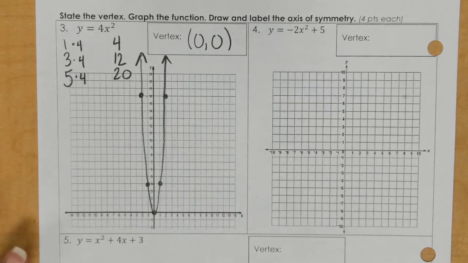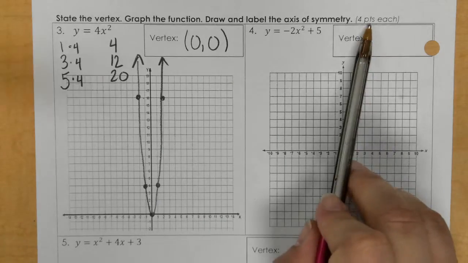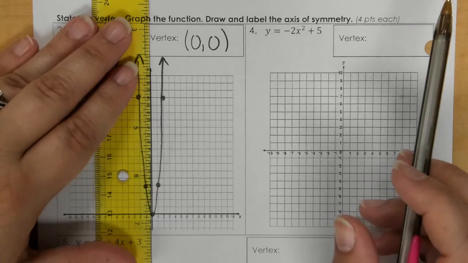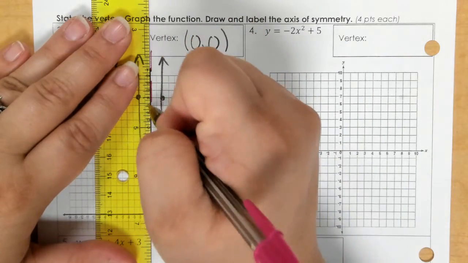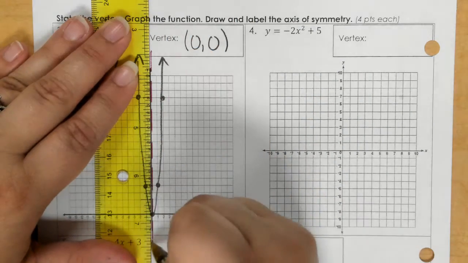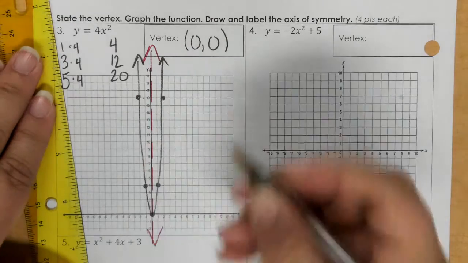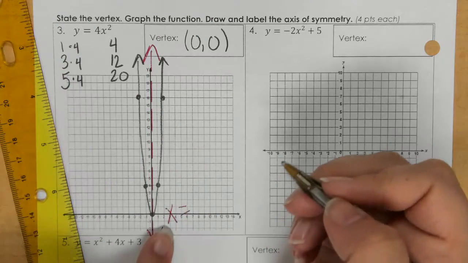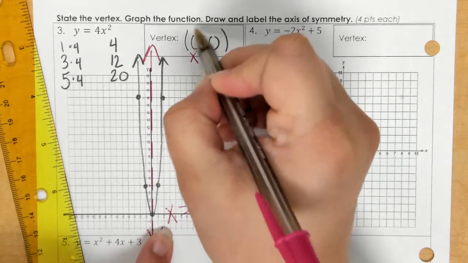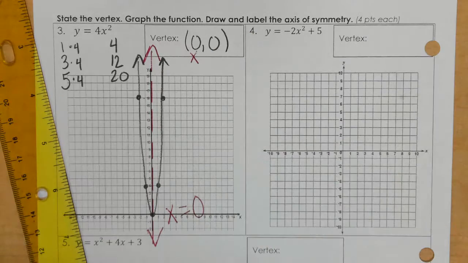Okay, it does say that you have to draw and label the axis of symmetry. And as you can see, each one of these problems is worth 4 points on the quiz. So we want to make sure that you draw that axis of symmetry and you label it. So it's x equals whatever the x value in the vertex is, which is 0.